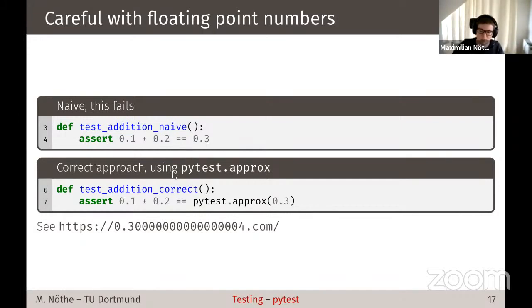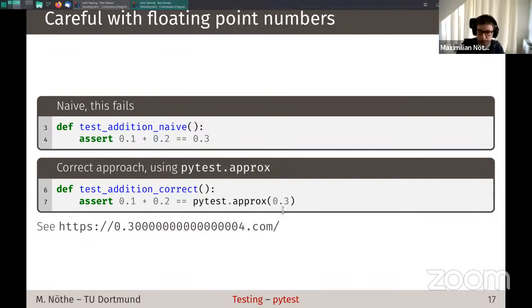The correct way to handle this is that most unit testing frameworks have methods to do this kind of floating point comparison. So in pytest, we can use pytest.approx. So we only want to make sure that this equation here holds to the level of floating point precision. And you can read more about these floating point precision issues on this very funny URL here, which is the 64-bit representation of 0.1 plus 0.2, which is this 0.3000 many zeros and then a 4, which is exactly the reason why this comparison here fails.